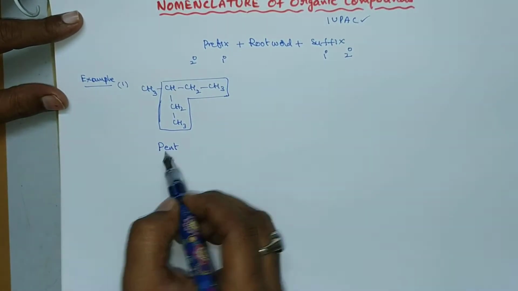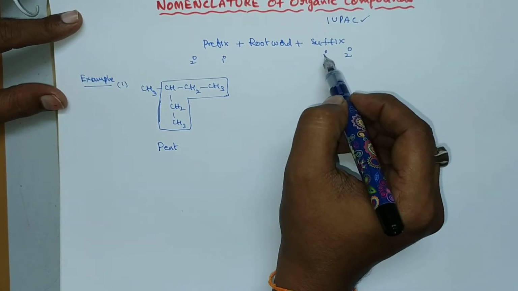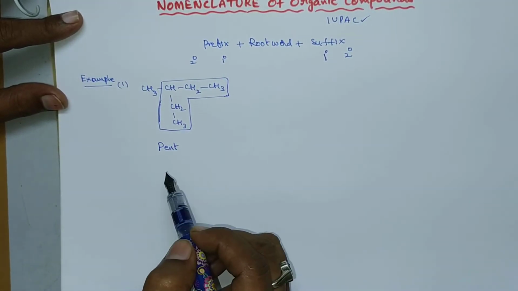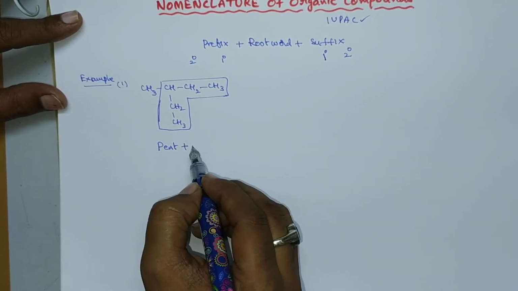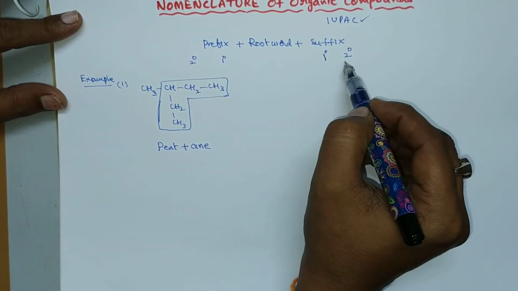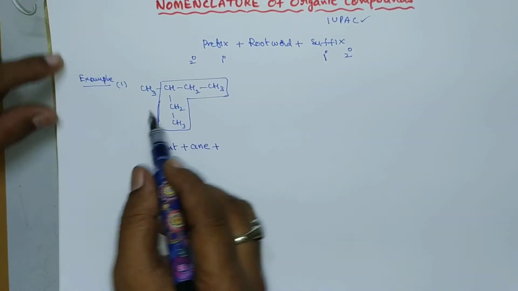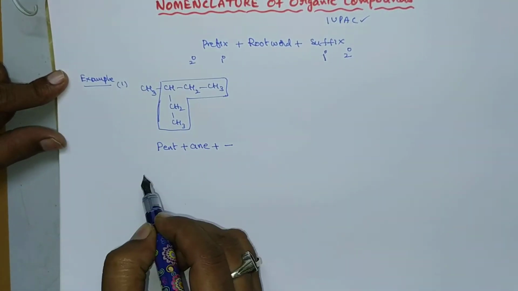So first one root word, and next after fixing root word we have to go for primary suffix. So primary suffix indicates nature of carbon-carbon bonds. So all are carbon-carbon single bonds. So that's why we have to write an here. So pent plus an. So after fixing primary suffix we have to go for secondary suffix. So secondary suffix indicates nature of functional groups. So is there any functional group? No. So that's why we have to leave some space.